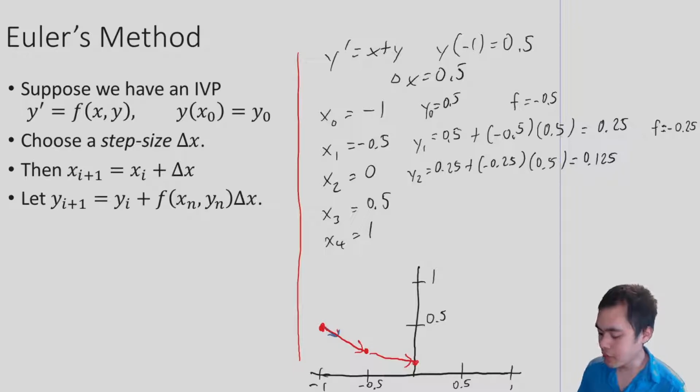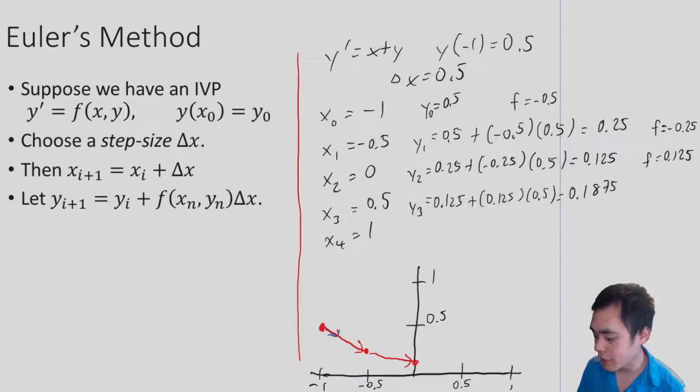And we can keep on going. So let's do a couple more steps. So then we have y3, so we need to compute the slope at that point. That slope there is 0.125 because it's 0 plus 0.125, since our slope is x plus y. And so then y3 is going to be equal to 0.125 plus positive 0.125 times 0.5, which is going to be equal to 0.1875. So now we're starting to go back up. 0.1875 is slightly up. So we go there.